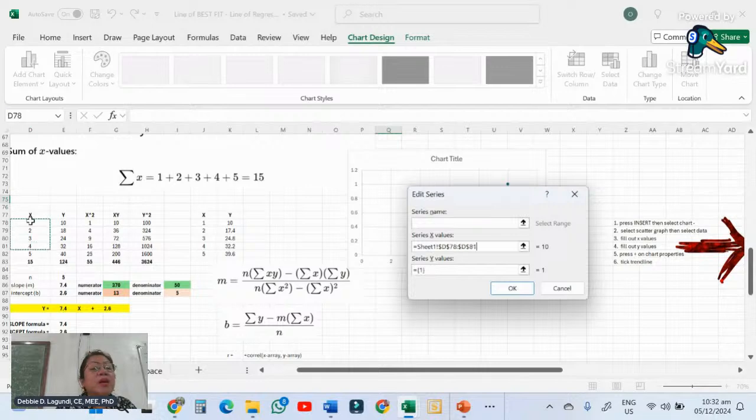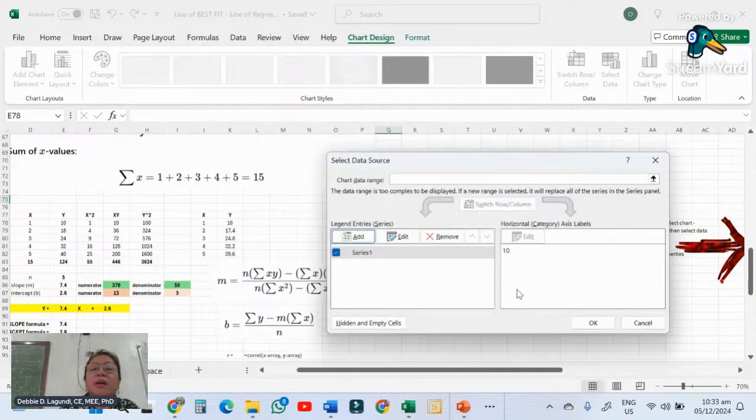There. That is your X. Then you go to Y. Your Y will be this, as you can see what I'm demonstrating on the board, on my whiteboard, or on my screen, and then click OK. And then you click OK again.